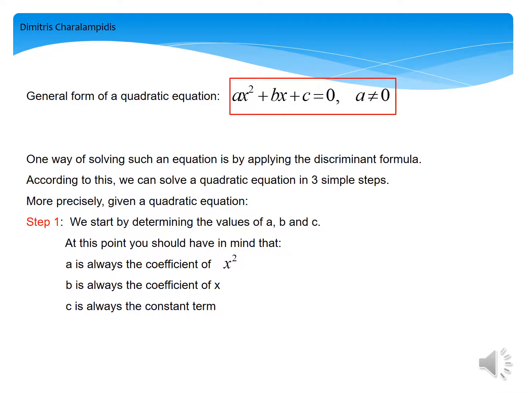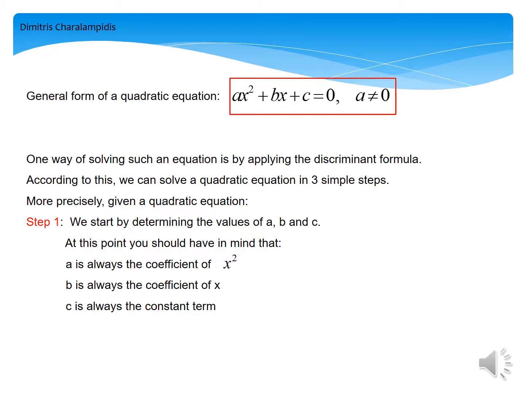Before we start, we should learn that the general form of a quadratic equation is ax squared plus bx plus c equals 0, at which a is different than 0. One way of solving such an equation is by applying the discriminant formula. According to this, we can solve a quadratic equation in 3 simple steps.